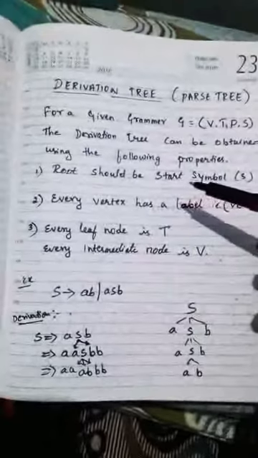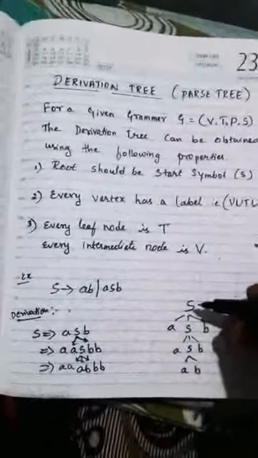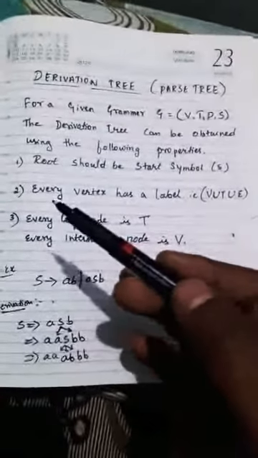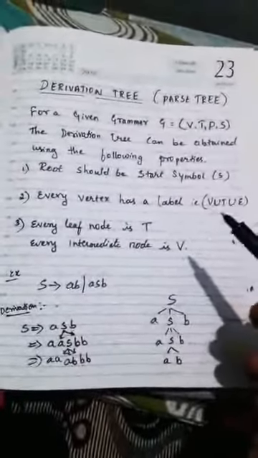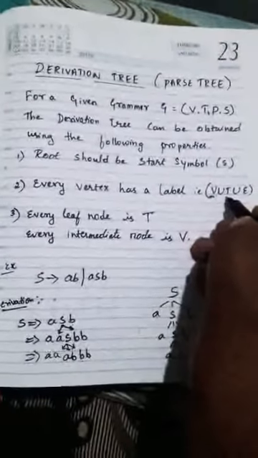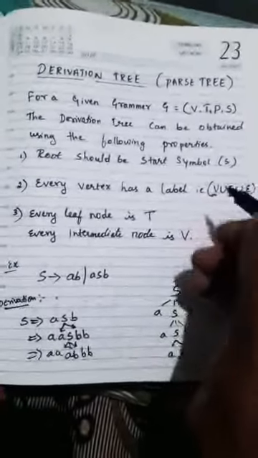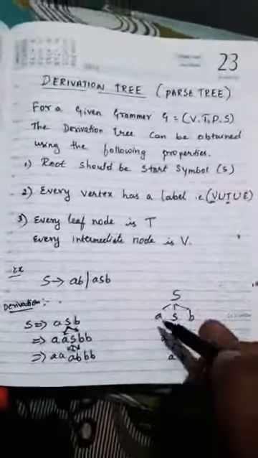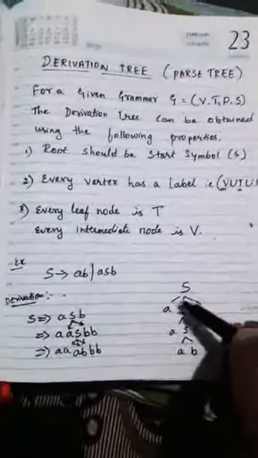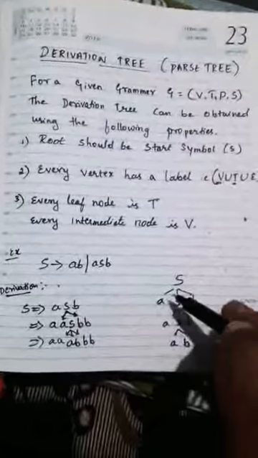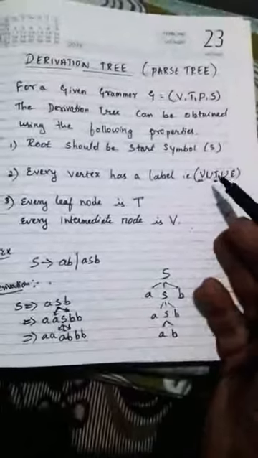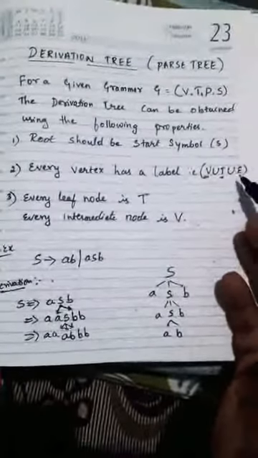The root should be the start symbol. Next, every vertex has to be labeled with V ∪ T ∪ {ε}, that is, variables union terminating symbols union epsilon. What this says is that every vertex, this is a vertex, this is another vertex, this is another vertex, all the nodes or vertices you have should be from either variables, or from terminating symbols, or it should be epsilon.